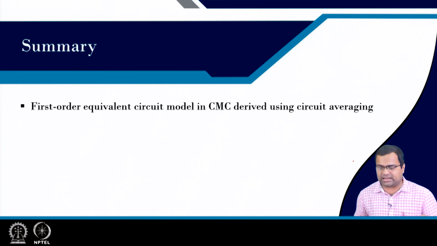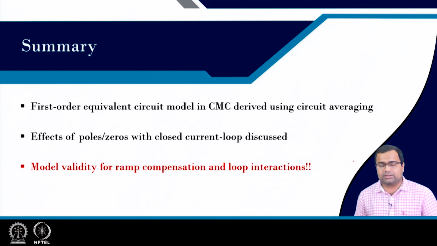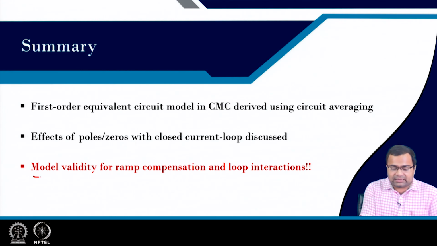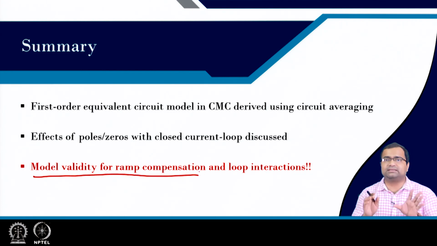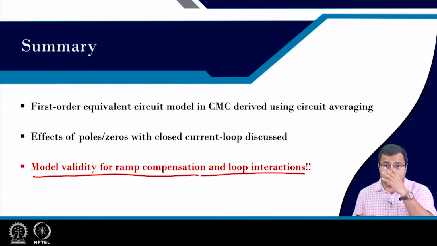So, with this I want to summarize: the first order equivalent circuit model in current mode control was derived using the circuit averaging technique. The effect on poles and zeros under closed current loop we have discussed, but the model validity with ramp compensation is a big concern, and we will see that this model will not be valid when you add ramp compensation and when both the inner and outer loop start interacting. So, we need to go for an improved model.